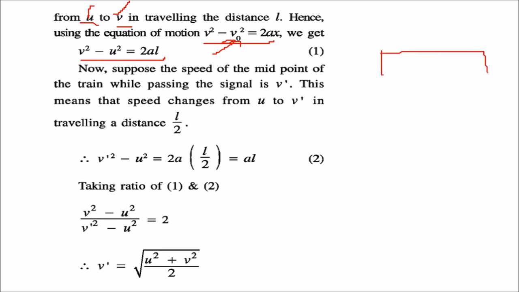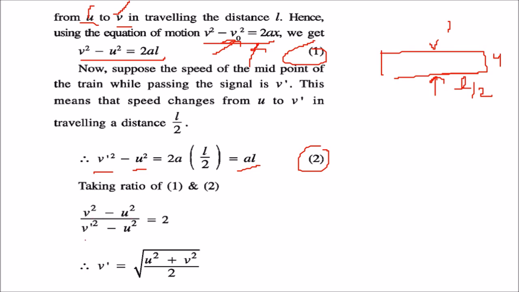When it comes to the midpoint, suppose the speed of the midpoint of this train is v dash. This means the speed changes from the initial velocity u to v dash, but the distance is now L by 2. Again we use the same equation, v dash square minus u square is equal to 2a into L by 2, and this gives you one more equation. Let us divide 1 by 2 and you get (v square minus u square) by (v dash square minus u square), the a and L get cancelled. Let us rearrange it. You get v dash equal to the square root of (u square plus v square) by 2.